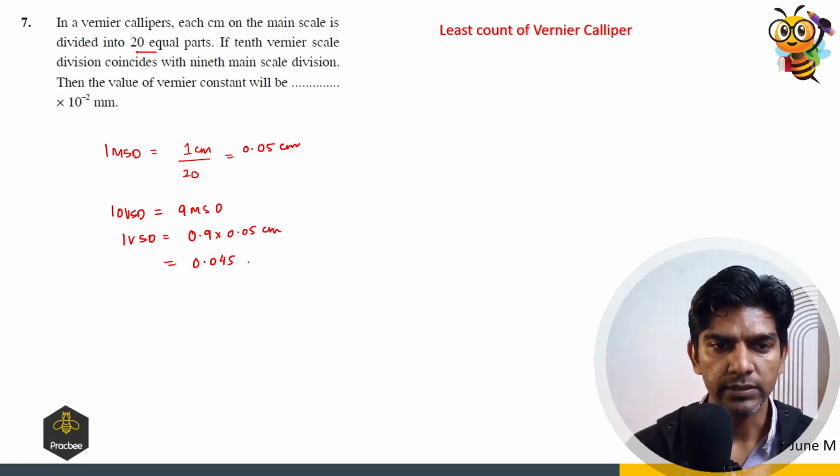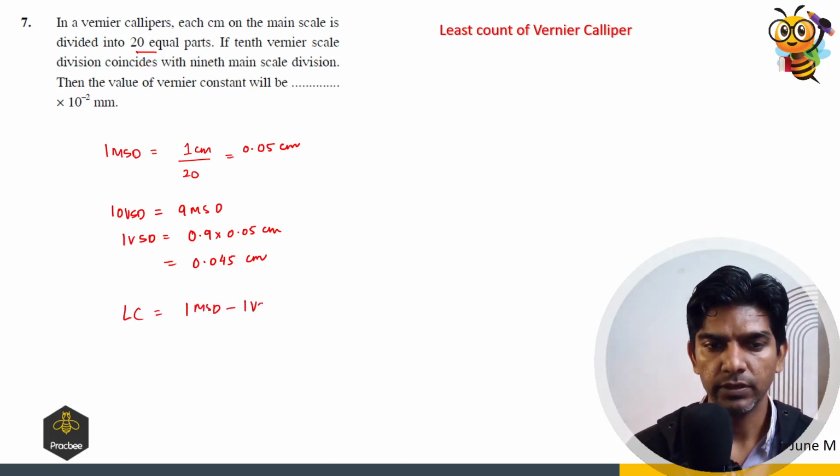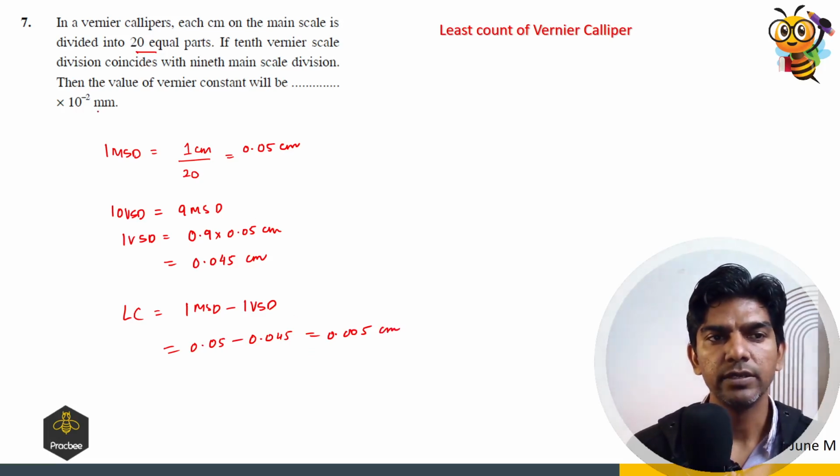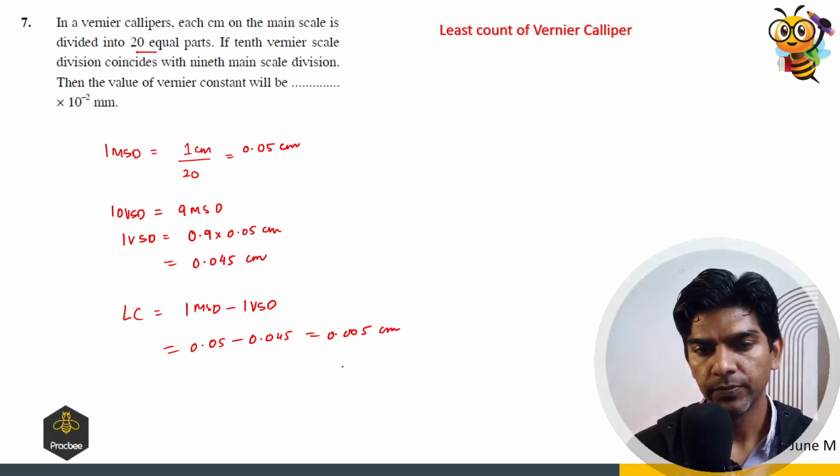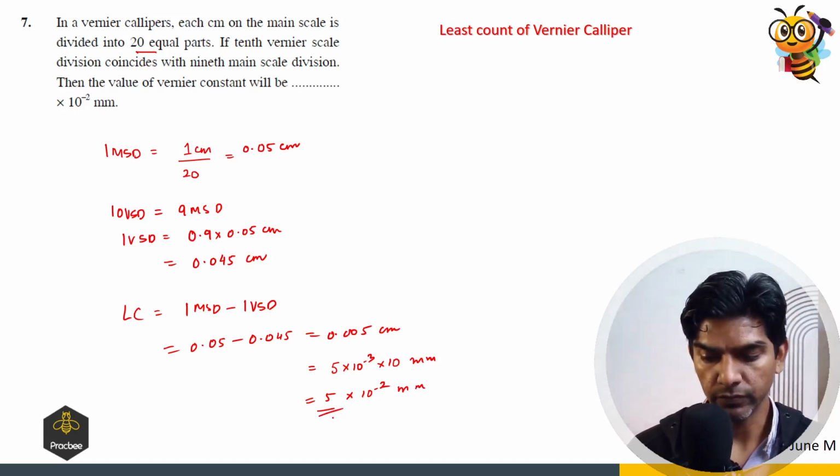So that will be 0.045 centimeter. Now the least count will be one main scale division minus one Vernier scale division. So it will be 0.05 minus 0.045, which comes out to be 0.005 centimeters. And we have to find the answer as 10 raised to power minus 2 millimeter. So 1 centimeter has 10 millimeters. So this will be 5 into 10 raised to power minus 3 times 10 millimeter, or it can be written as 5 into 10 raised to power minus 2 millimeter. So the answer of this question will be 5.